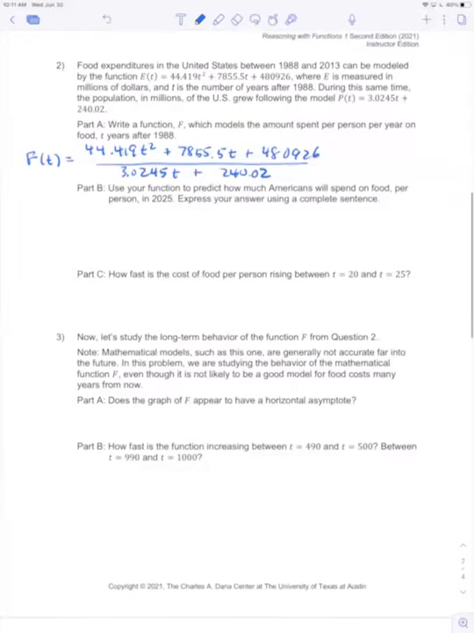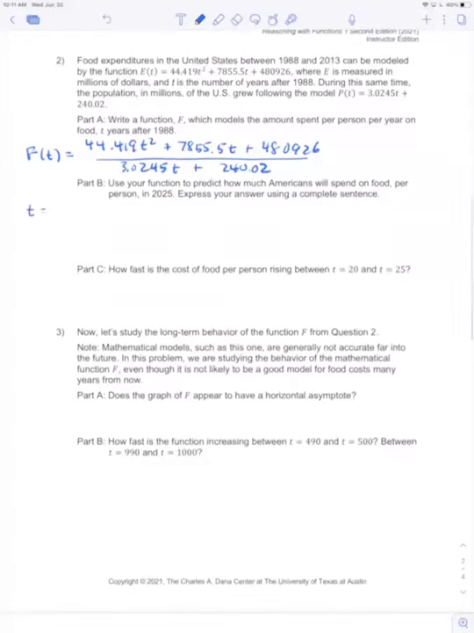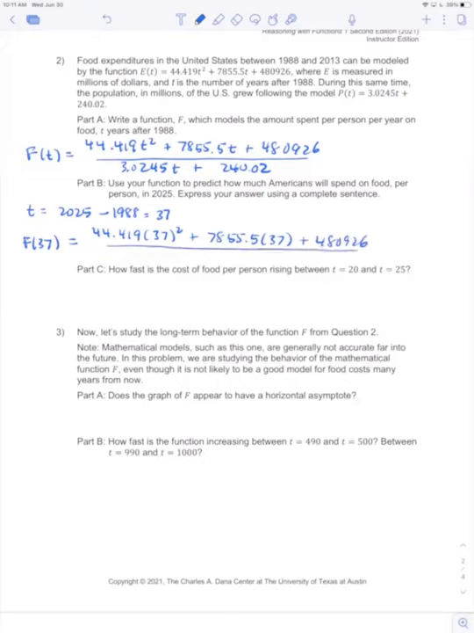Okay, so in 2025, we'll have to figure out t, so it's going to be 2025 minus 1988, which is going to be 37. So we're going to take f of 37, and everywhere in the f function that we wrote above that we see a t, we're going to replace that with 37. Okay, moving to the denominator, 3.0245 times 37 plus 240.02.